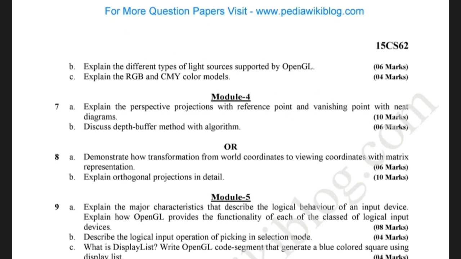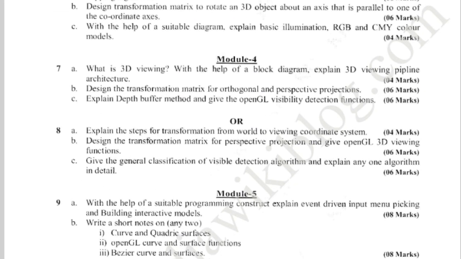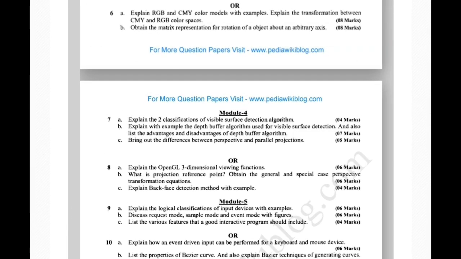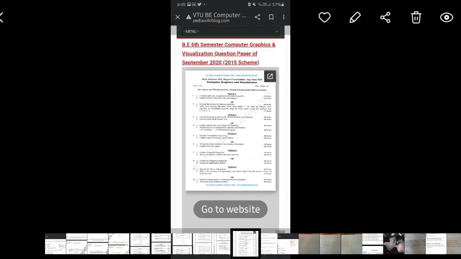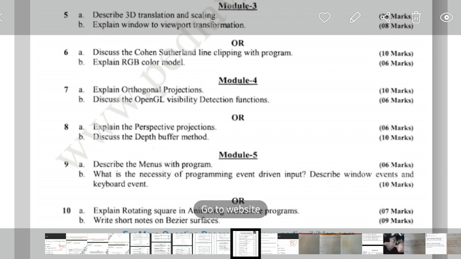And yeah, those same questions are here. And 3D viewing, and explain 3D viewing pipeline, OpenGL function, transformation matrix for orthogonal perspective, and world to viewing coordinates, and general classification of visible detection algorithm, OpenGL 3D viewing functions. And here also it's the same thing, OpenGL 3D functions and projection definitions, and visibility functions, perspective projection, depth buffer.